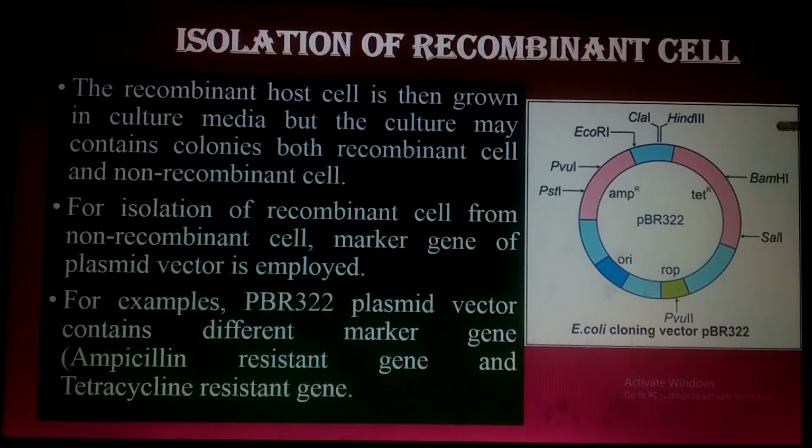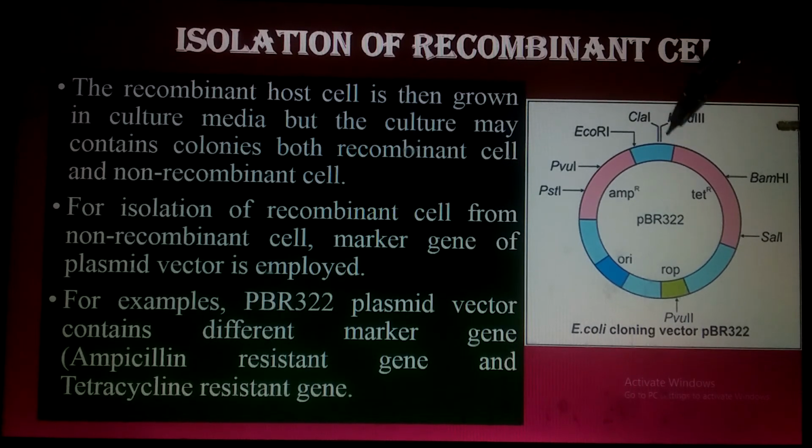Now, isolation of the recombinant cells. This is very important, the last step. What will happen? The recombinant host cell is then grown in a culture medium, but the culture may contain colonies of both recombinant cells and non-recombinant cells. For isolation of the recombinant cells from the non-recombinant cells, the marker gene of the plasmid vector is employed.